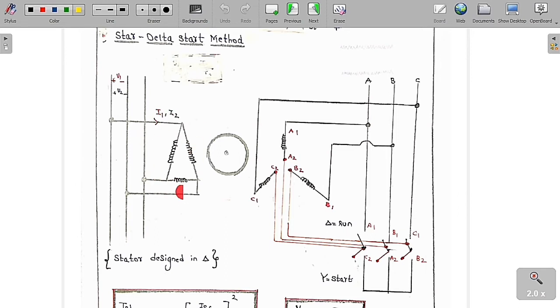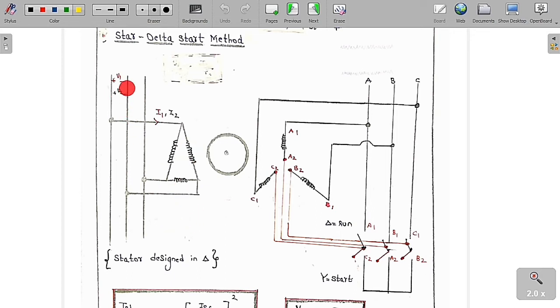The stator is always designed in the delta fashion. Only the rotor winding, during the starting we can do it in the star connection, and during the running we can convert it back to the delta connection. So these are the lines A, B and C. This shows the star connection and also the delta connection with the help of these switches. So star connection at the starting and delta connection at the running.